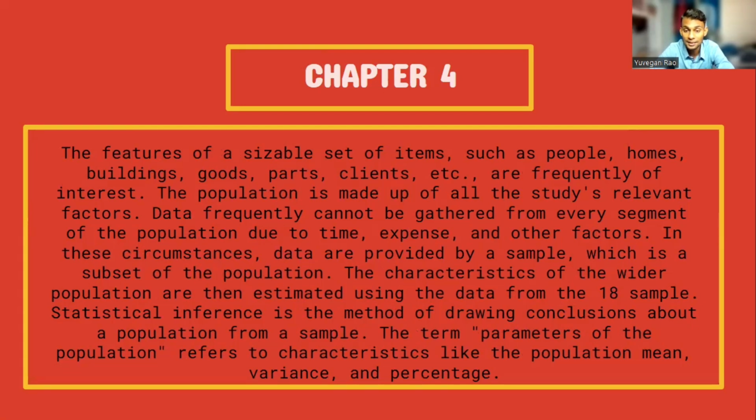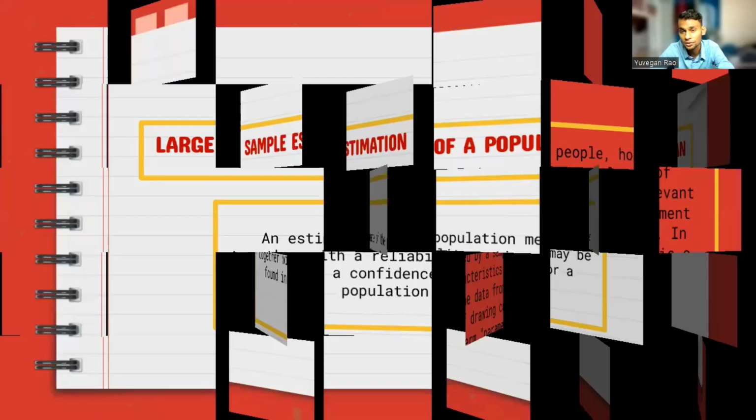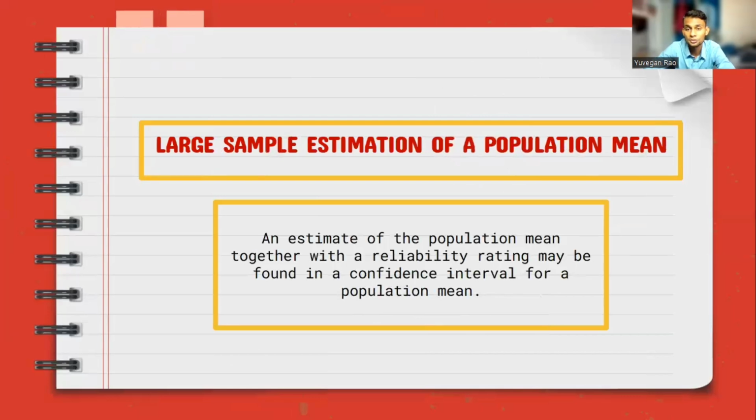Statistical inference is the method of drawing conclusions about a population from a sample. The term parameters of the population refers to characteristics like the population mean, variance, and percentage. Large sample estimation of a population mean. An estimate of the population mean together with a reliability rating may be found in a confidence interval for a population mean.